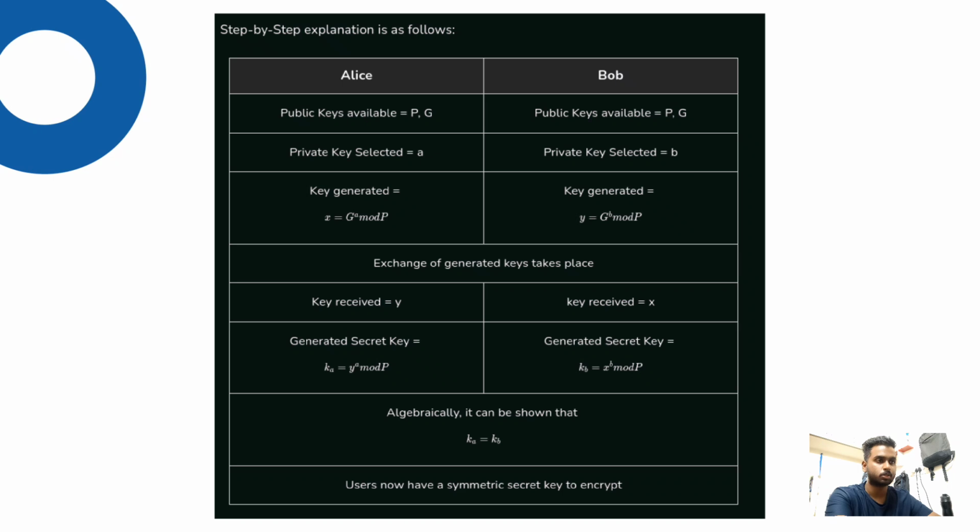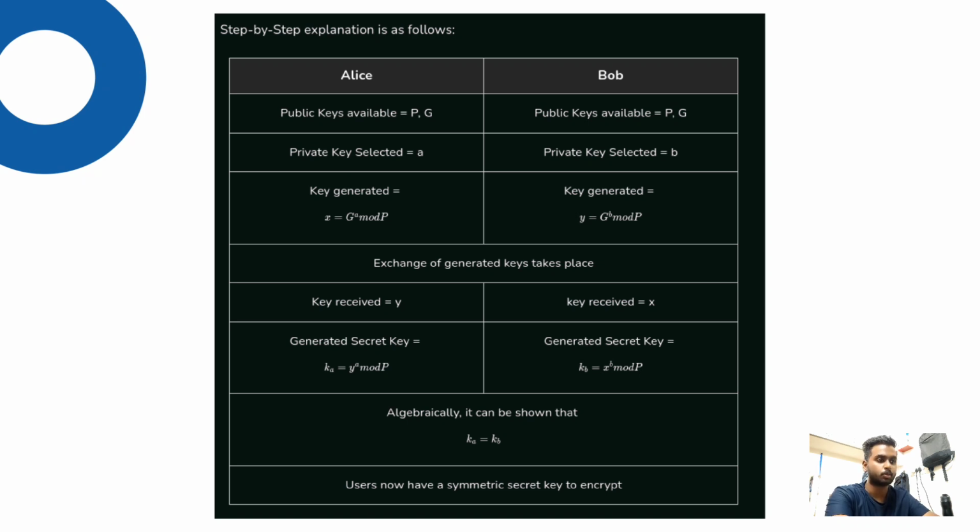So the image shows the step-by-step explanation which follows, where Alice has the public keys P and G, and Bob has the public keys P and G. The private key selected is a and the private key selected is b, by Alice and Bob respectively. The key generated is X equals G^a mod P, and for Bob, the key generated is Y equals G^b mod P. The exchange of generated keys takes place, where the key received is Y and the key received is X.